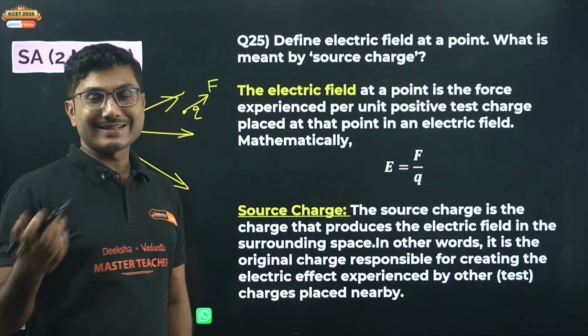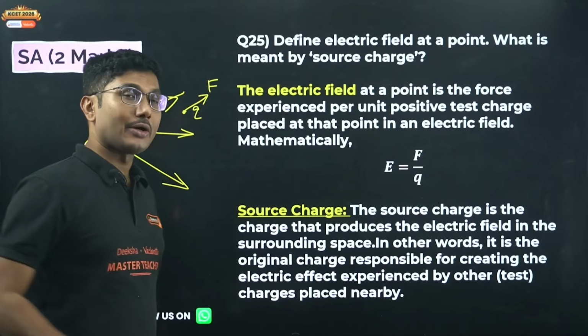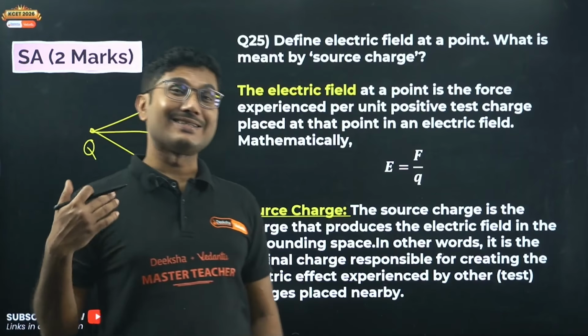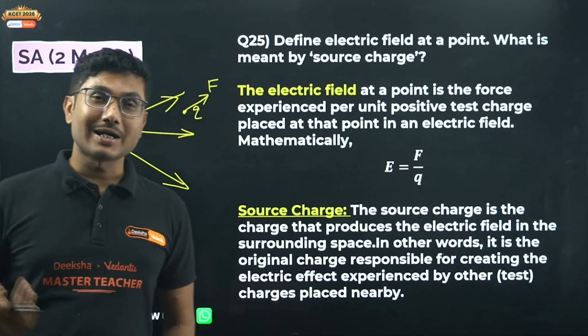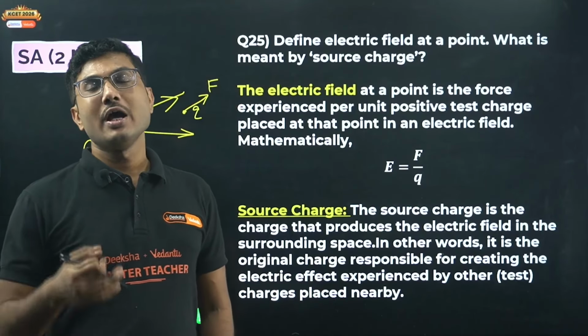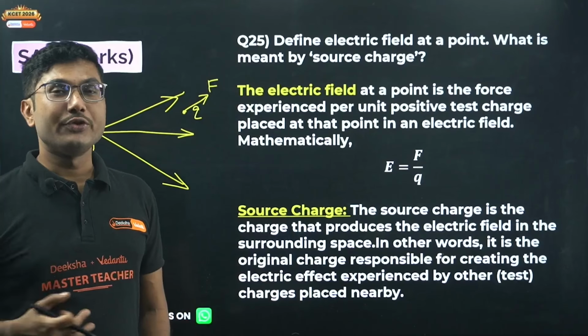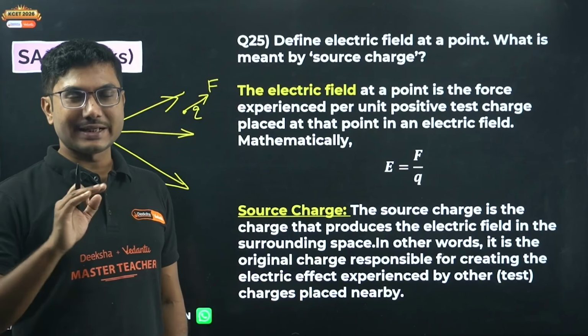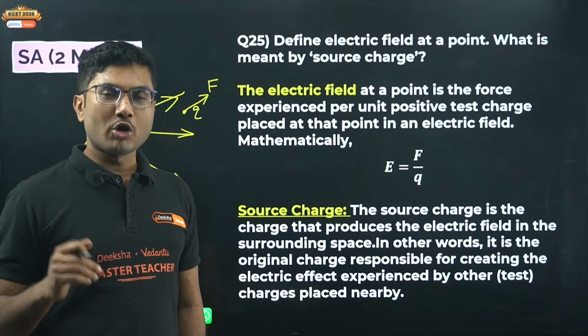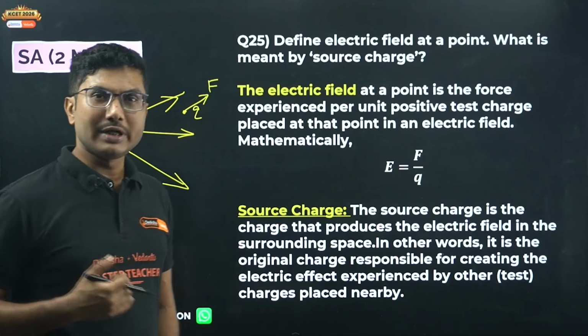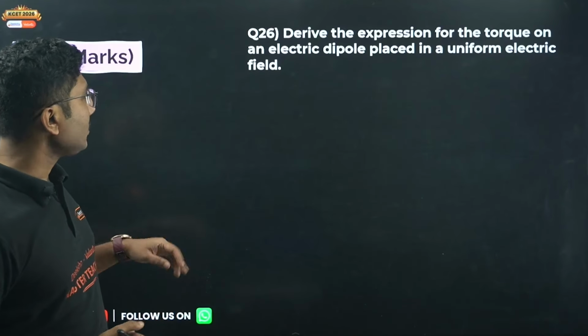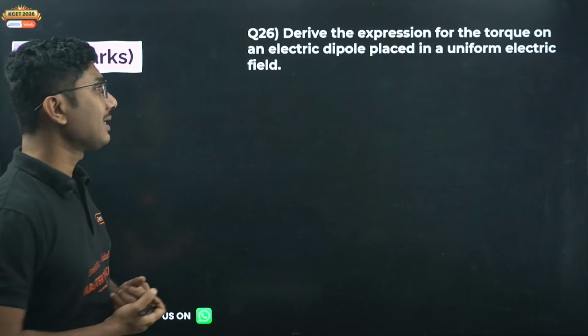Okay, so if the same question is asked and they add what is a test charge: a test charge is a charge that does not produce any electric field of its own. Okay, test charge means it's an imaginary charge that does not produce any electric field of its own. Now let's move on to the 3 marker category.